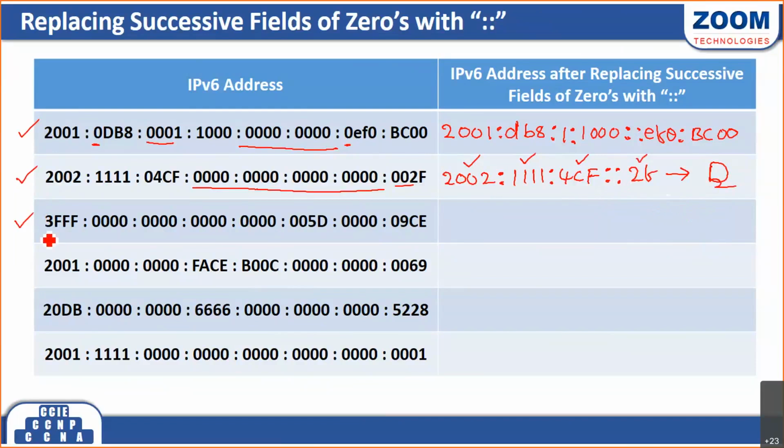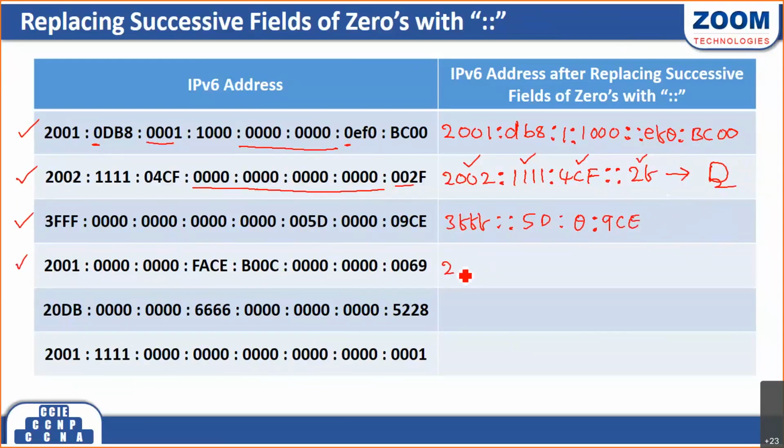3FFF, okay, double colon, 5D, double colon 5D, 0, colon 0, colon 9CE. Very good, guys. Appreciate it, everyone. Next example, please.